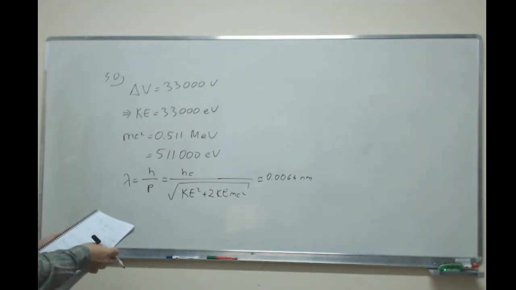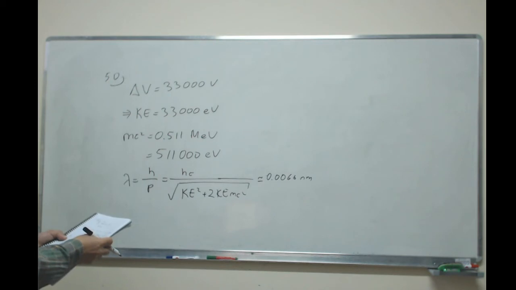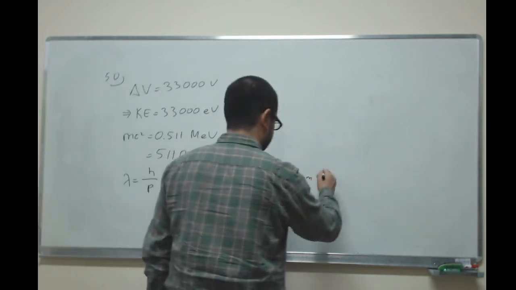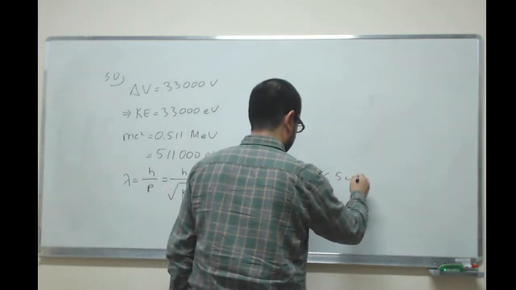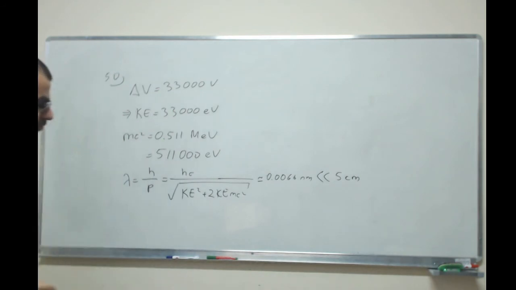I wrote something different here. Yeah. Anyway, it doesn't really matter. So this is way smaller than 5 centimeters. So you wouldn't expect any diffraction effects. I don't see how diffraction will be relevant. So there won't be any blurring on our picture because of diffraction. Okay. So that's all I want to say here.